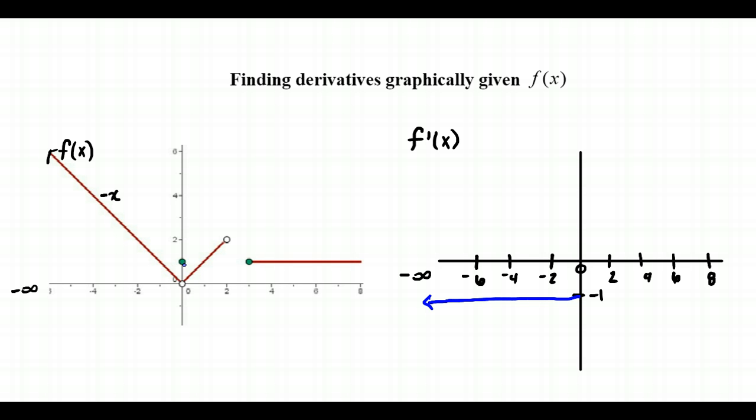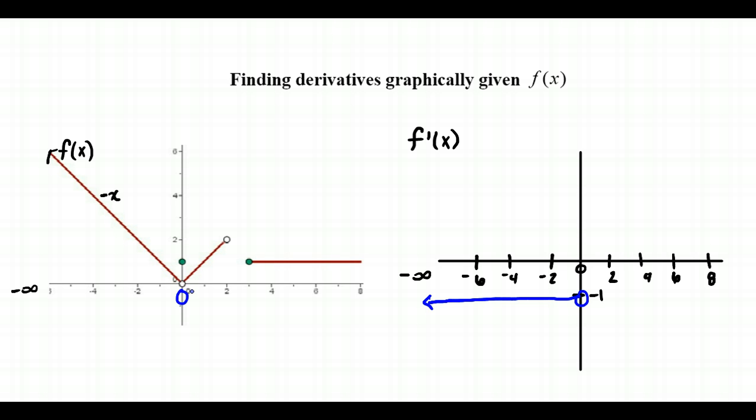Well, let's analyze what's going on exactly at 0. At 0, I have this point of discontinuity, right? I have a removable point of discontinuity. And if a function is discontinuous, it cannot be differentiable. So there's no derivative at the x value of 0. So over here, right here along the y-axis at an x value of 0, I have to make sure that there is no derivative value. So I have to be undefined on the graph of the derivative.